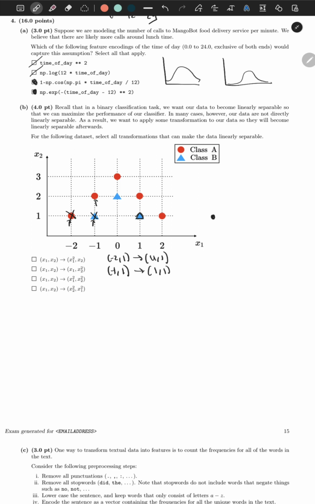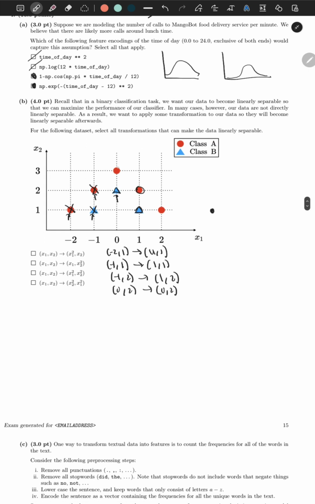Then for this red point here, we have negative 1, 2. Squaring it, we get 1, 2. So we get this point here, and we no longer have this point. Then for this triangle point here, we have 0, 2. This still just remains as 0, 2. Then for this red point up here, it's 0, 3, which still remains as 0, 3. So we still have this point up here. And then for this point here, we have 2, 1. This becomes 4, 1. And this is just going to be this point over here.